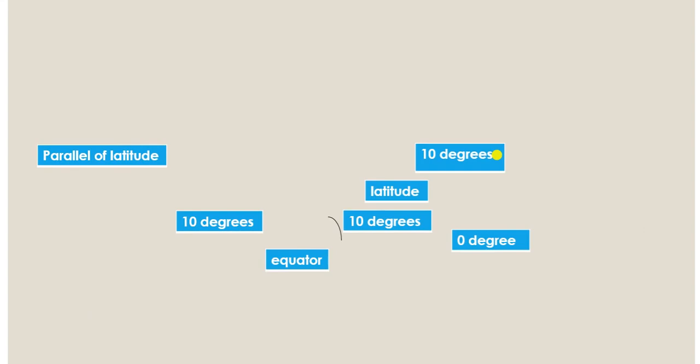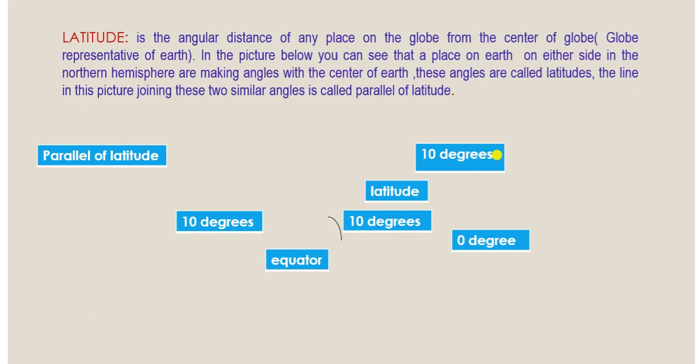So dear viewers, let's have a look at what latitude is actually all about. Latitude is the angular distance of any place on globe from the center of globe. I'll repeat, latitude is the angular distance of any place on the globe from the center of globe. Here globe is the representative of earth. In the picture below, you can see that the places on earth on either side in the northern hemisphere are making angles with the center of earth.